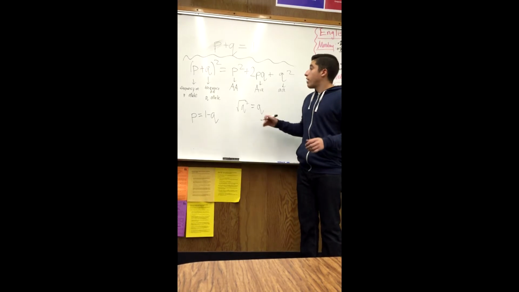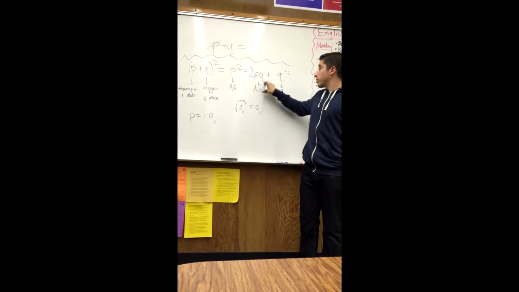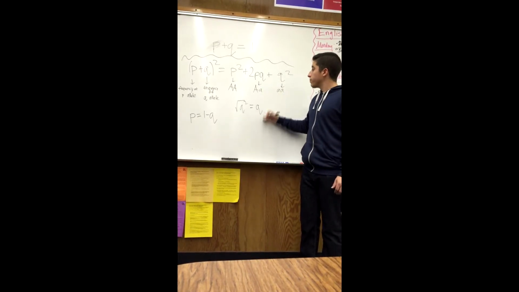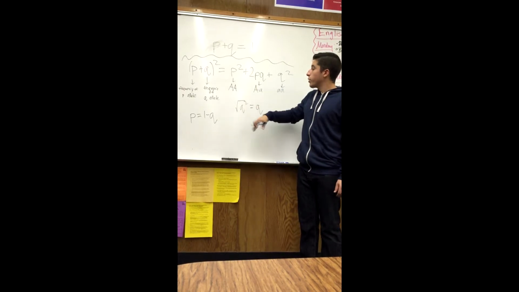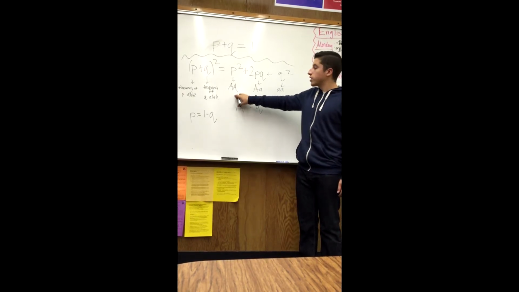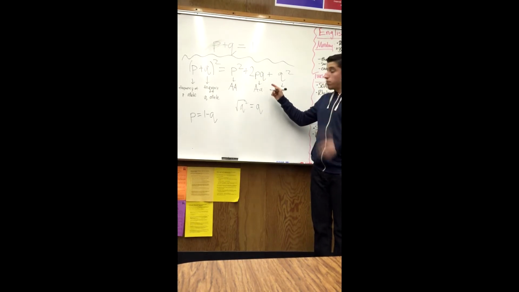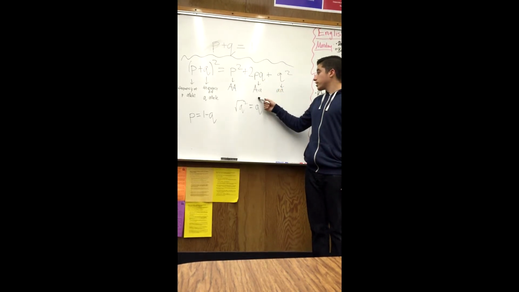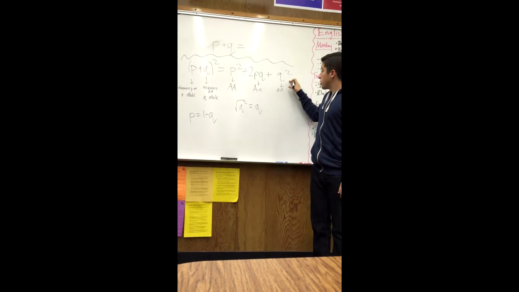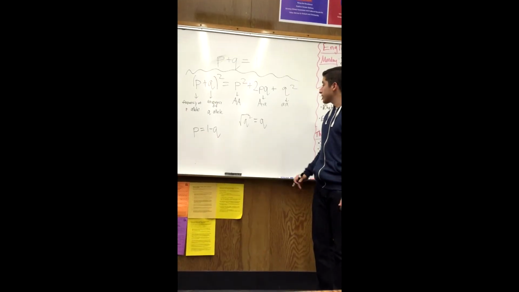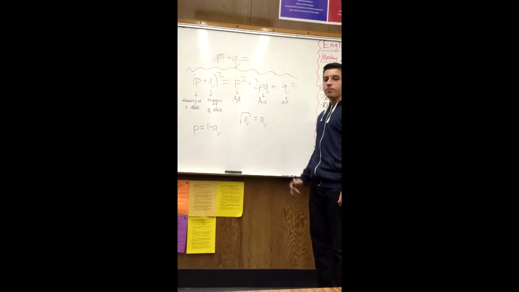Once we do this, we can now find all of the genotype frequencies, because all we have to do is plug it in. Once we have our p, we square it, and we get our homozygous dominant genotype. We use our 2, and we substitute in p and q, and we get our heterozygous. And we substitute in q, we square it, and we get our homozygous recessive genotype.